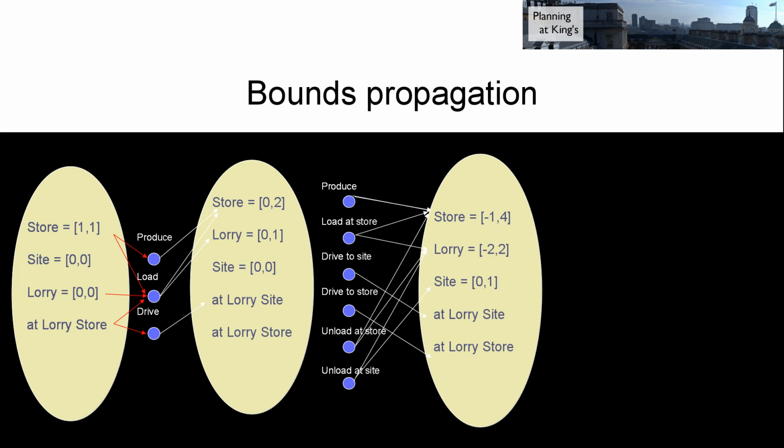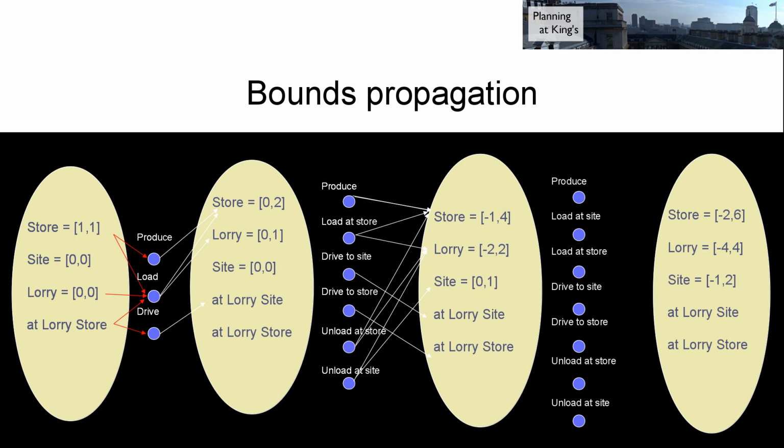And the key thing is, if our goal was to have 1 unit of produce at the site, we've now done it. We didn't actually need to produce the goods in this specific example, because we started off with some. So the relaxed plan in this case, if we just wanted to get some goods to the site, is that we would drive to the site and then unload the goods at the site.